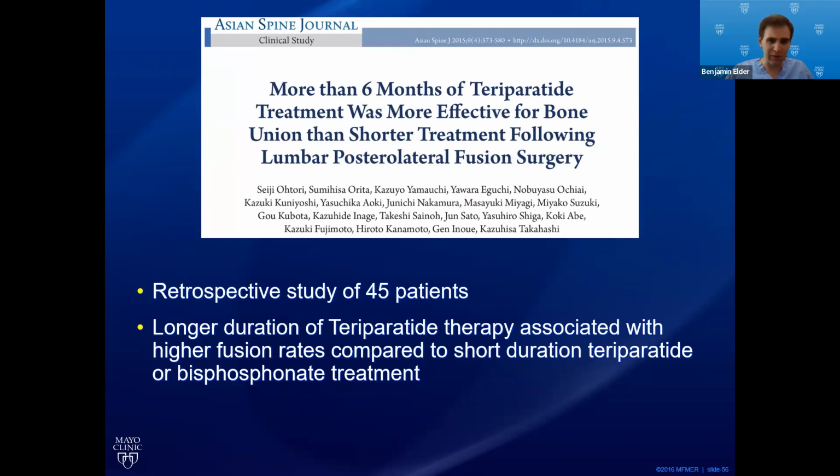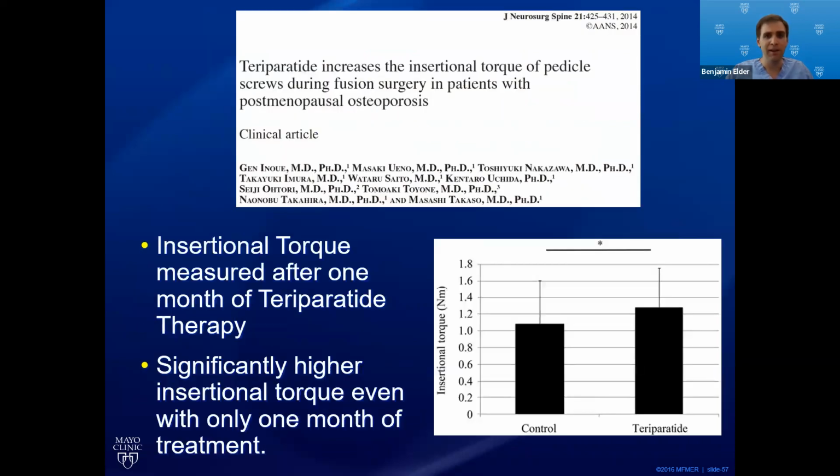This was a retrospective study of 45 patients with at least 6 months of teriparatide treatment following posterolateral lumbar fusion. And they found that the longer duration of teriparatide therapy was associated with higher fusion rates compared to less than 6 months of treatment or bisphosphonate treatment. This was another one where they looked at the insertional torque of patients treated with teriparatide versus those without, who had postmenopausal osteoporosis. And there was a significantly higher insertional torque even after only 1 month of treatment.